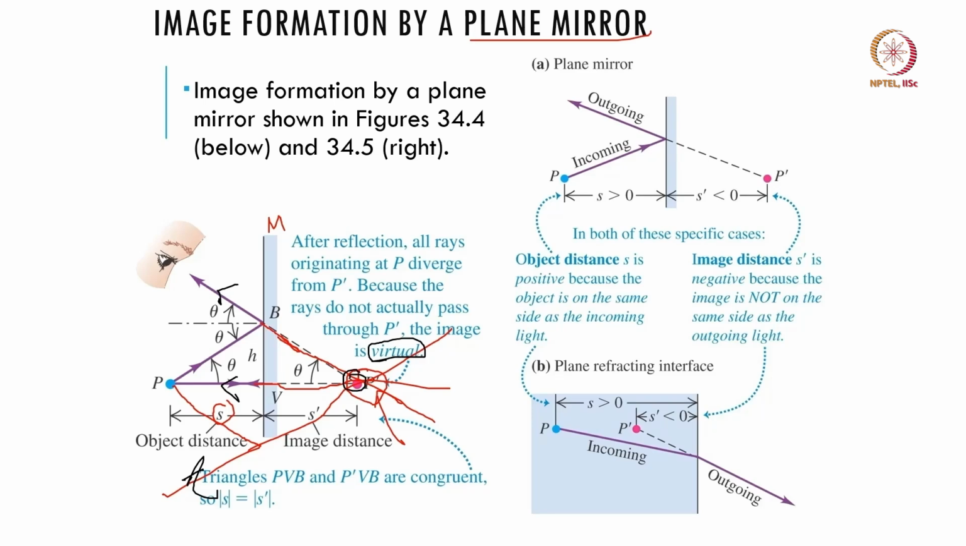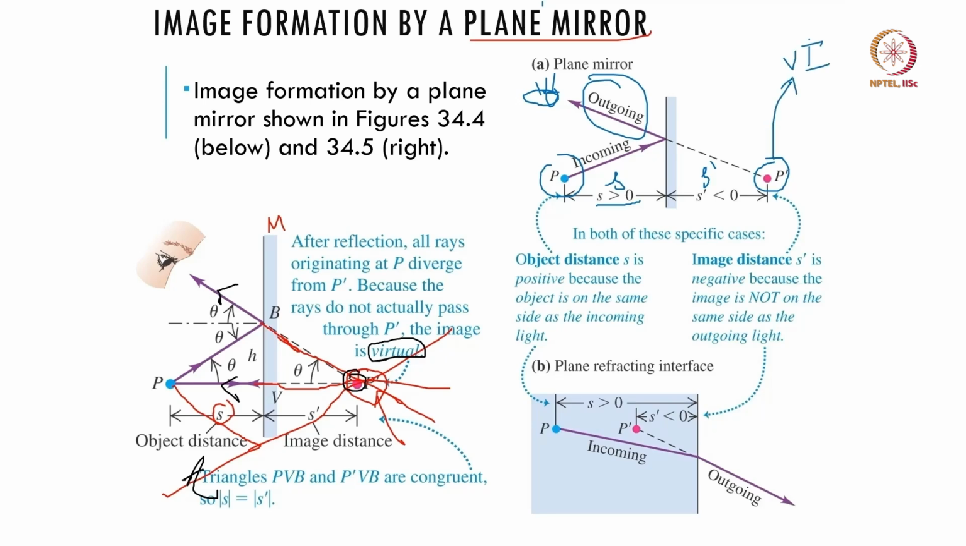Now let's see two different scenarios. In one scenario, the person is looking at the mirror by standing on the same side as the mirror to the object, just like before. And in this configuration, the person sees the image to be behind the mirror at the same distance as the object. The distance of the object from the mirror is denoted by S, and distance of the image from the mirror is denoted by S dash. It is to be noted that S is greater than 0 if the object is on the same side as the incoming light, and S dash is considered negative because the image is not on the same side as the outgoing light, basically because it is a virtual image.